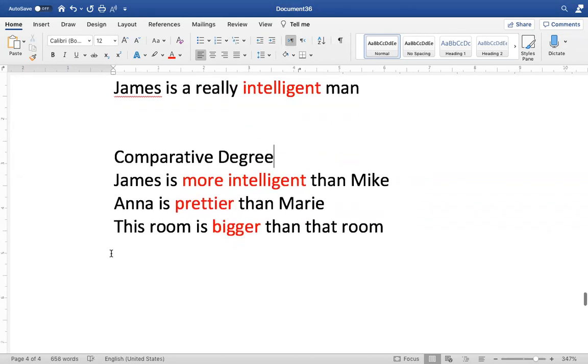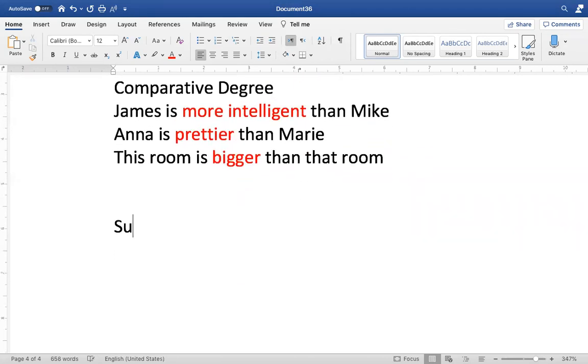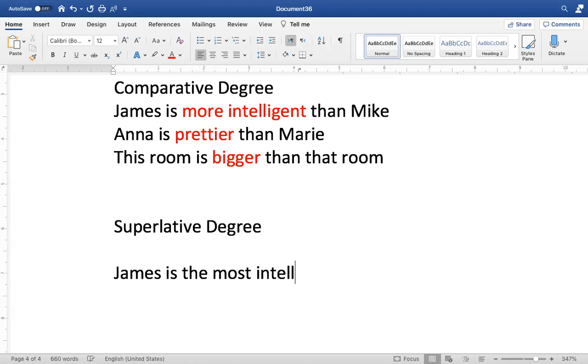And now let's make some examples with the superlative degree. We have an example such as, James is the most intelligent man or student in the class. In the class, there might be many students, but I'm comparing James with all the students. So the most intelligent.